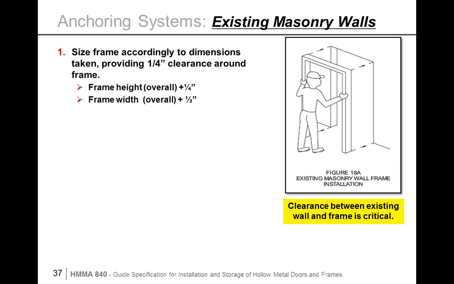Now, in this application, manufacturers may have slightly different rough opening sizes, but basically the opening has to be 1/4 of an inch larger in height and 1/2 inch wider in width than the overall frame dimension. That's from return to return. That will allow the frame to slide in the opening and be squared and plumbed. Usually the existing masonry wall frame is supplied as a welded unit.